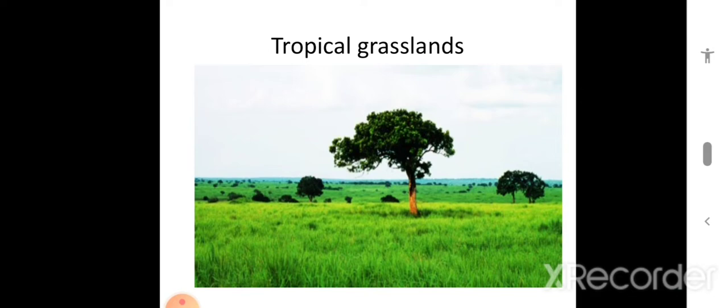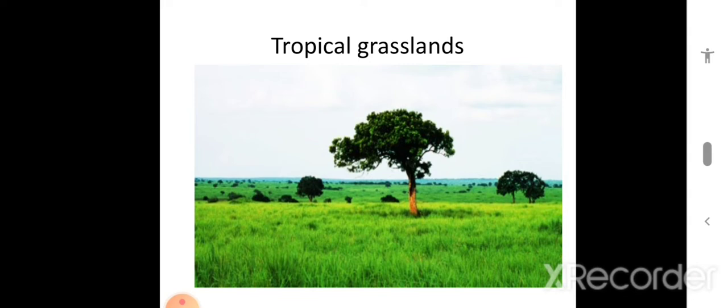Today, we are going to study about grasslands, the second type of natural vegetation. The grasslands are divided into two, tropical grasslands and temperate grasslands. First, we'll study about tropical grasslands. Tropical grasslands are a vegetation belt dominated by grasses that grow between 10 degrees and 20 degrees latitude in the northern and southern hemisphere. The tropical grasslands are also referred to as savanna. Savanna means tropical grasslands.